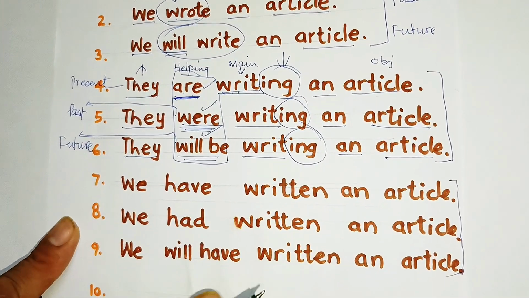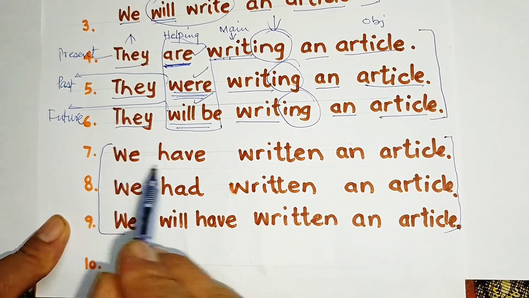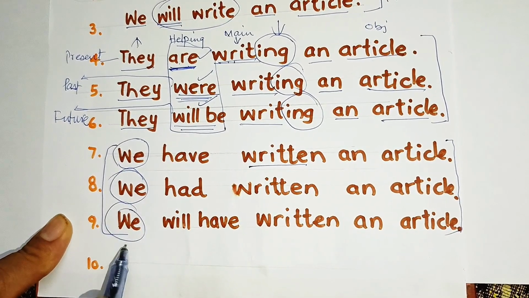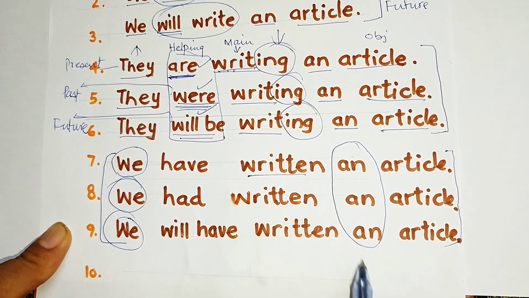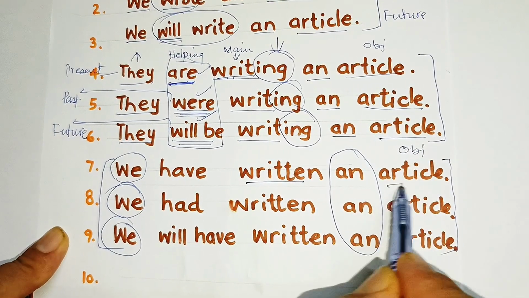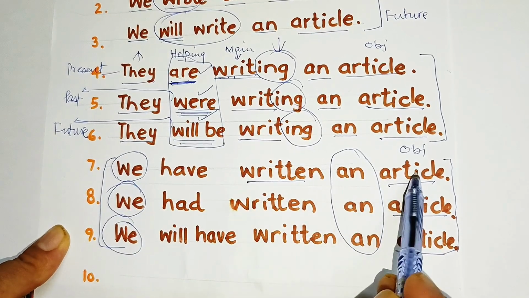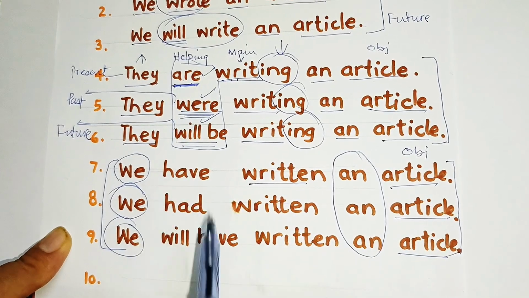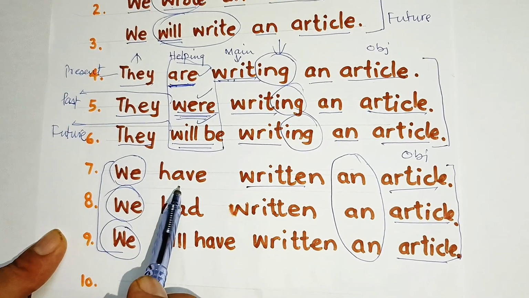Similarly, we have got another set, that is set number 3. You can see that again we have got the same subject, that is we as a pronoun, and all the sentences are having the same last word, that is the object of the sentence, as well as noun, that is called article. We have written an article, we had written an article, we will have written an article. So all these sentences can easily be understood once we understand the tense of these.